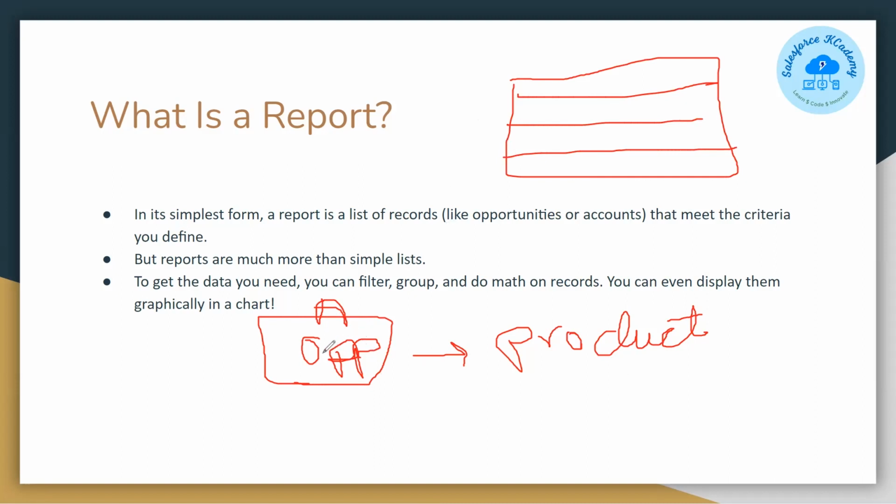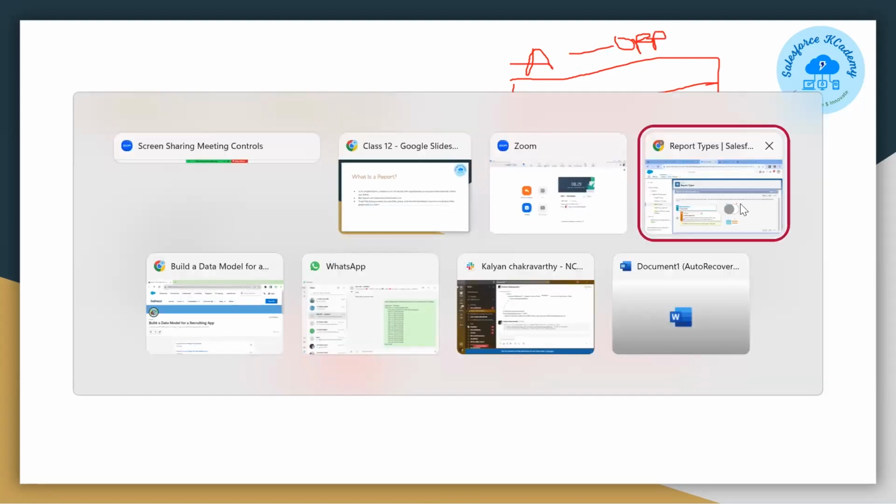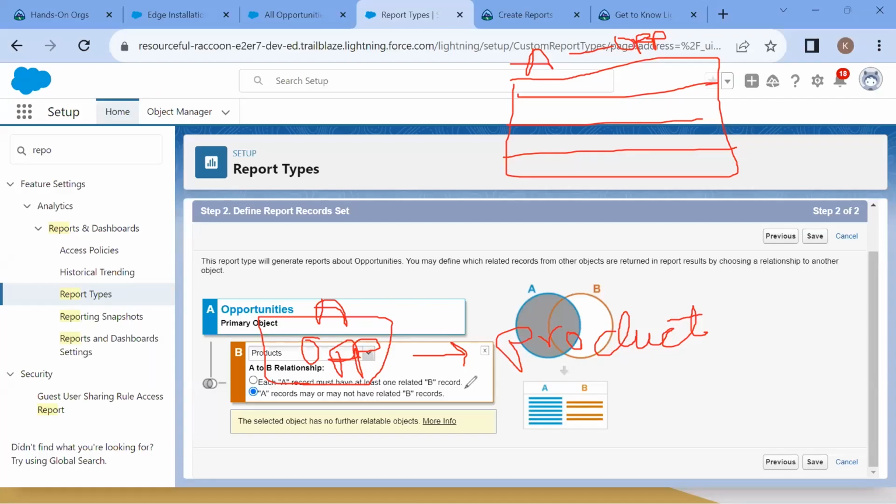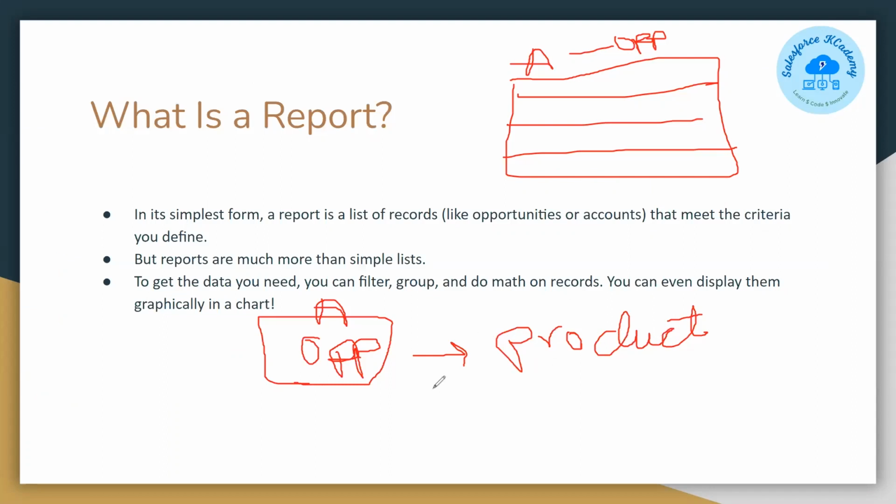Now, this is my primary object. This primary object is opportunity. When we create a report type, there is an option for us to select the second object, or the related object. What is the related object? If there is a dependency on my report type, say my sales manager asks that I want the opportunities, and also I want to see the products associated with those opportunities.